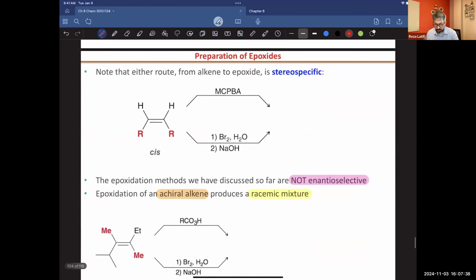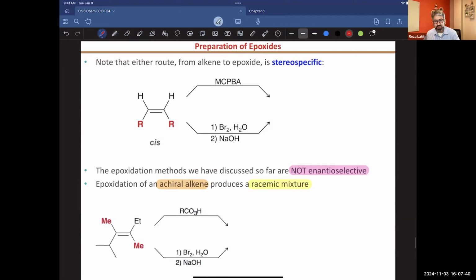Okay, I want to zoom in on two facts. One is the stereospecificity. If you start with cis, you will get an epoxide that has those two substituents on the same side, and we say we have stereospecificity. Okay, and if you start with cis, you will get cis. If you start with trans, you will get the trans one.